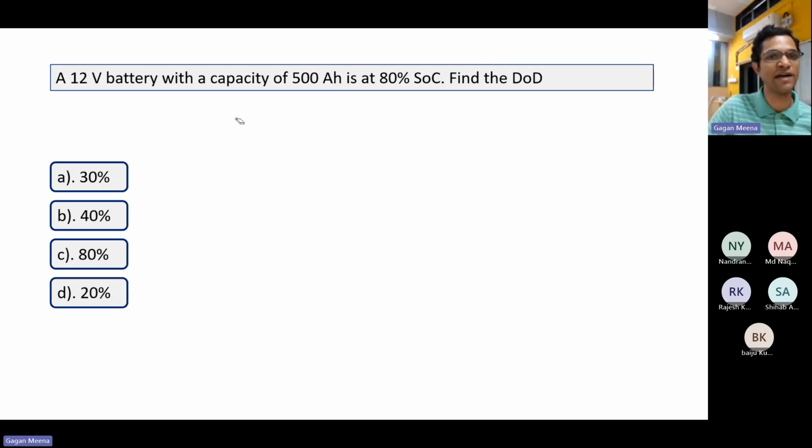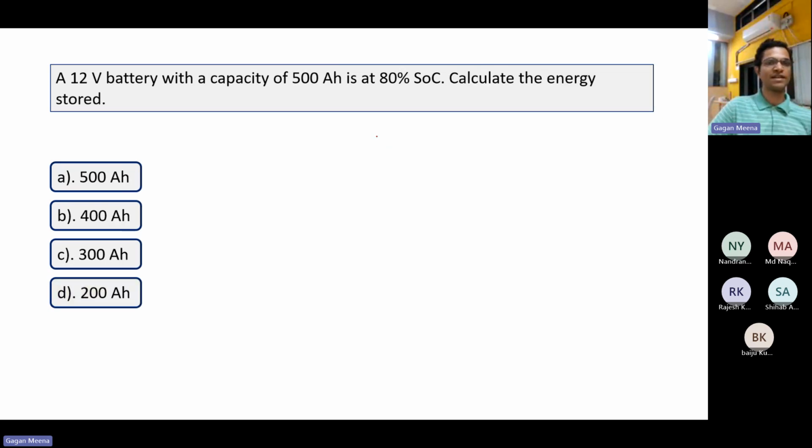Then a 12-volt battery with a capacity of 500 ampere hour is at 80% SOC. What is the depth of discharge? It's very easy, right? Correct. It is 1 minus SOC. Depth of discharge is 1 minus state of charge. So 20%.